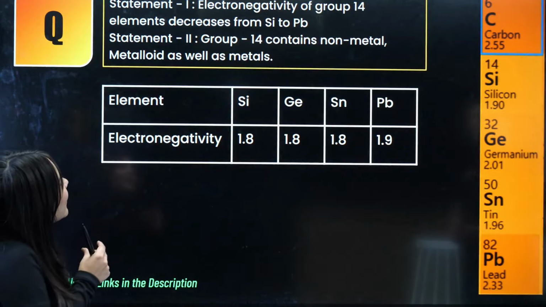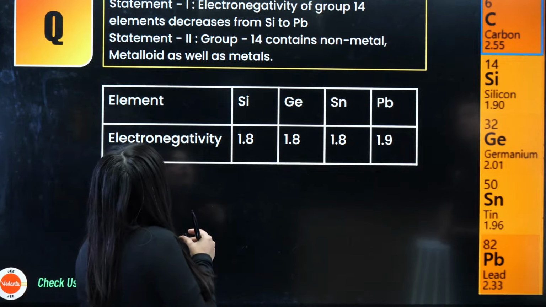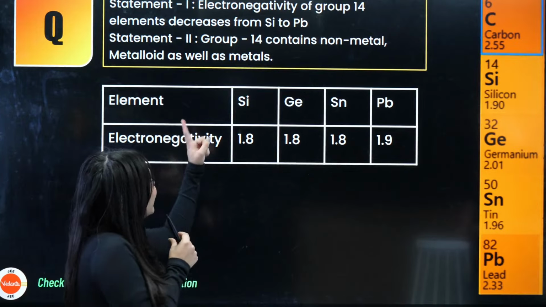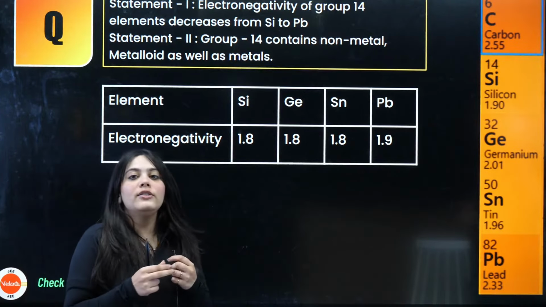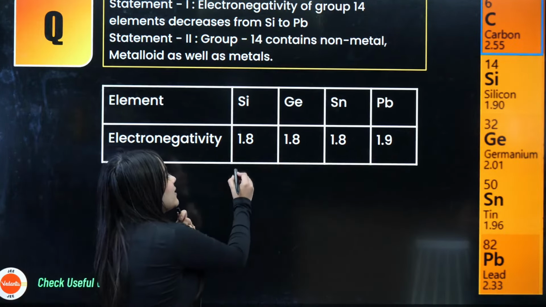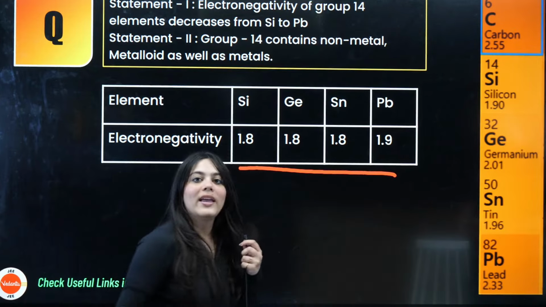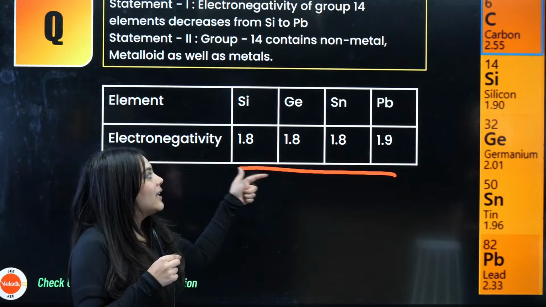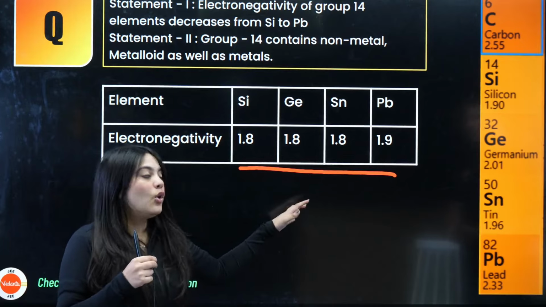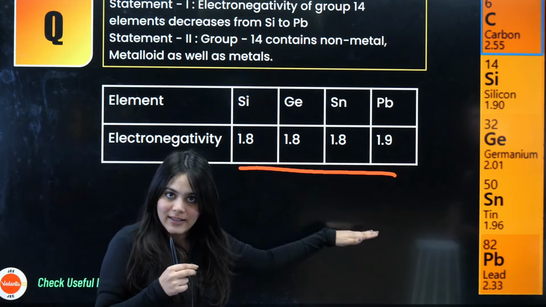The question is that the electronegativity of group 14 elements decreases from silicon to lead. Can you see this is the order that is given in your NCERT? So is it decreasing? No, it is actually increasing, right?